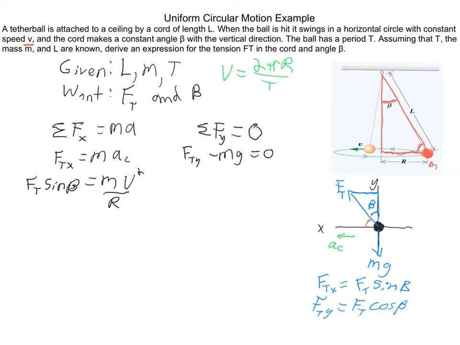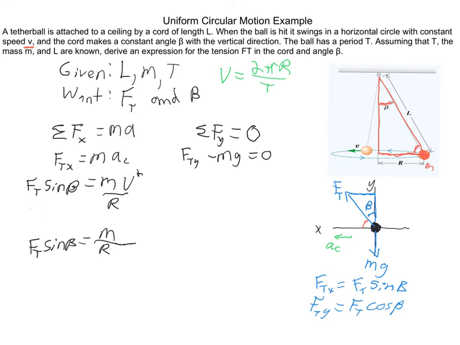So let's go back to our force equation here, and we have F_T sine beta equals... I didn't give myself enough space, so I'm going to erase this and try again a little further down so that I don't get so cramped. So we have F_T sine beta equals m over r, and then v squared. So I'm going to just square each term in that, all right? So we have 2 squared is 4, pi squared, r squared is r squared, and then on the bottom we have T squared.